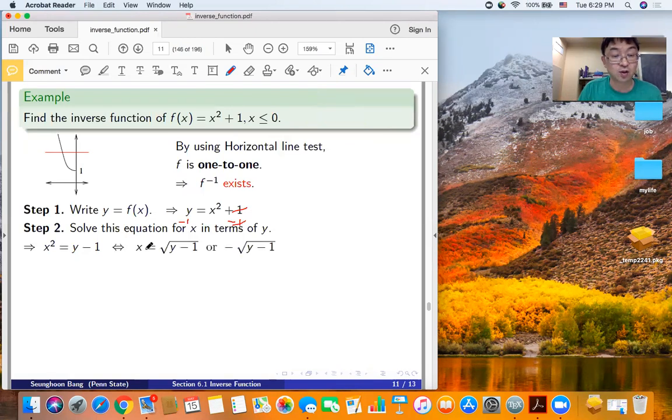We have this: x is the square root of y minus 1 or negative square root of y minus 1. We have two possible answers. You can decide which one is x. Positive one or negative one? Which one is the answer? The negative one.